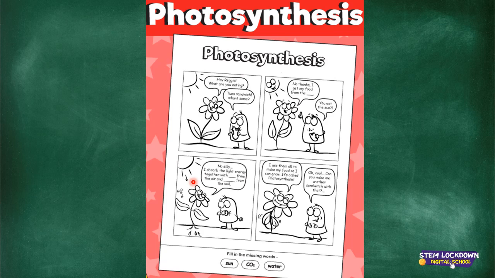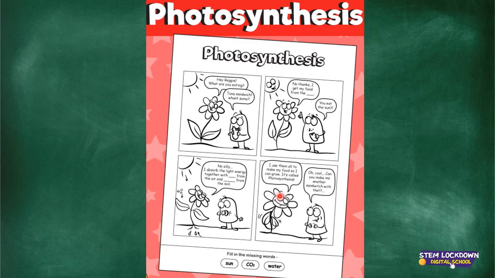Again, it says, "No, silly, I absorb the sunlight, the light energy, sorry, together with carbon dioxide from the air and water from the soil." And then the last one says, "I use them all to make my food so I can grow. It's called photosynthesis." And then Reggie responds, "Oh, cool. Can you make me another sandwich then?"